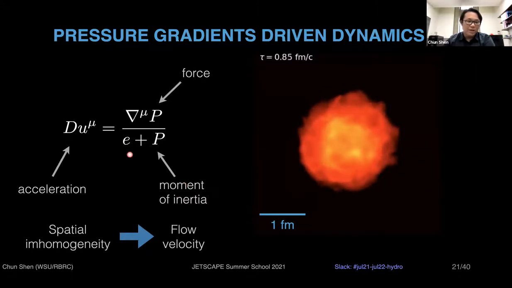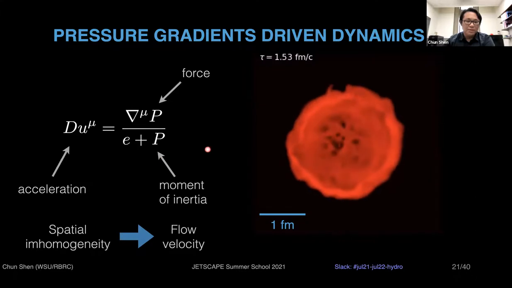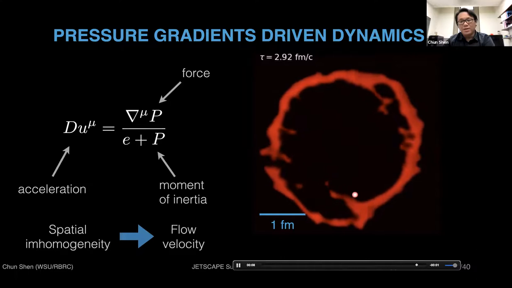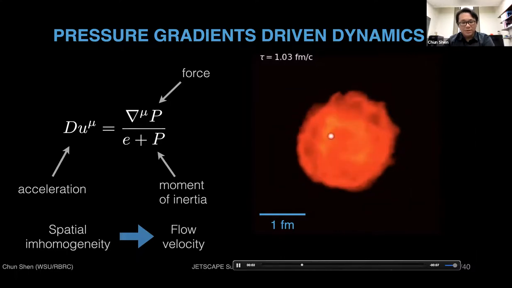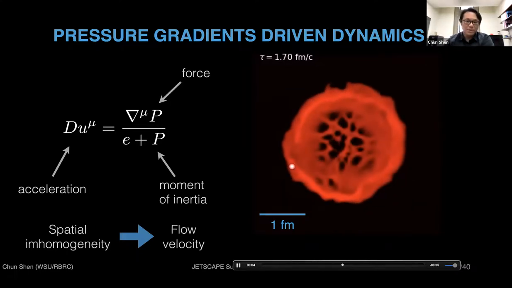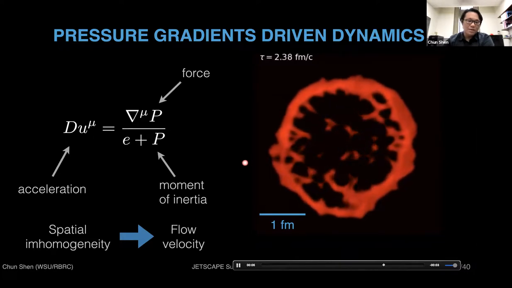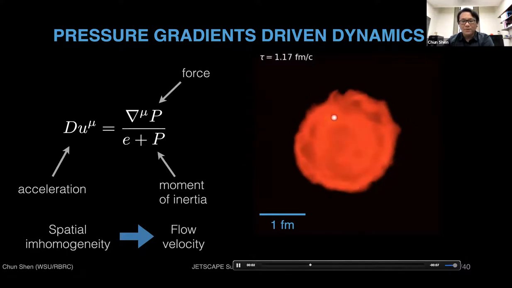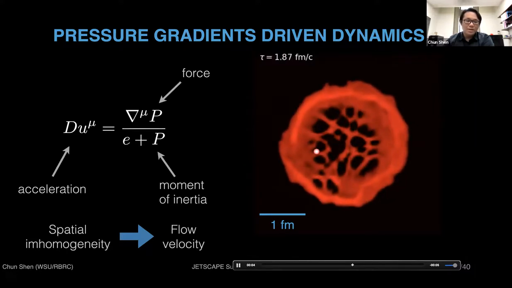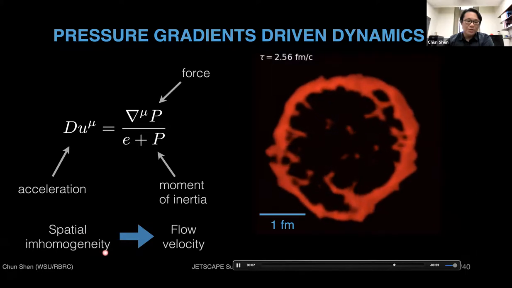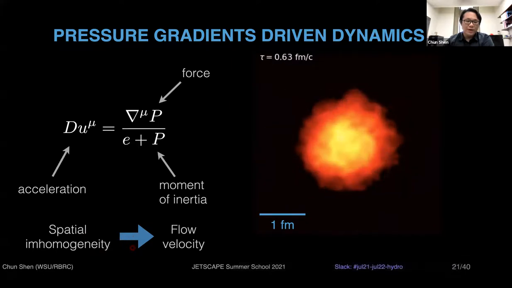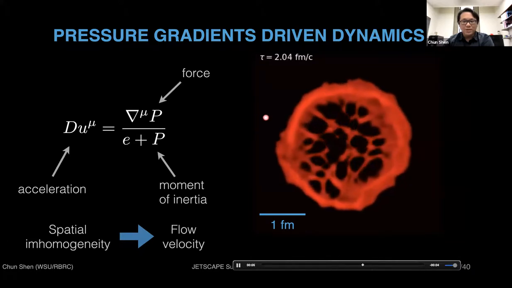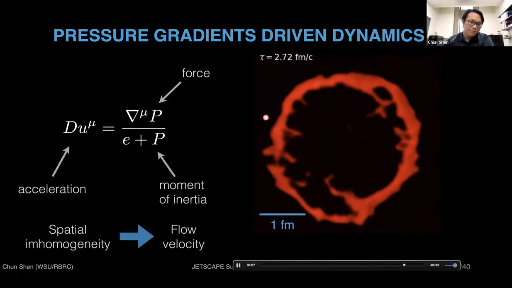So if we solve the hydrodynamic equations, you will see the system's density evolution, color-coded as this red cartoon here, and it basically expands and cools. The system's expansion is mainly driven by the pressure gradient, which is the color difference in this density field. It translates this spatial inhomogeneity in the density profile into flow velocity that we can actually see in the later stage. It basically expands and accelerates.